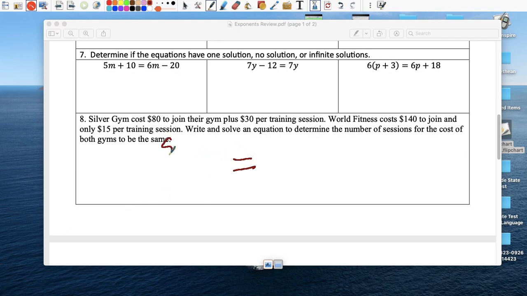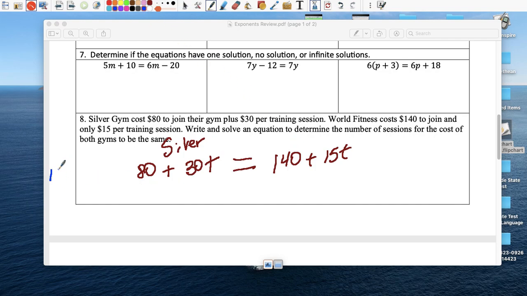So let's do Silver over here. Silver, I have to pay 80 bucks, plus every time I go there, I pay $30 per training session, so 30 times t. World Fitness is going to ask me for $140 up front, and then they're going to say, every time you come, we charge you $15 per training session. When will these two be equal to each other? Well, let's go solve our equation.